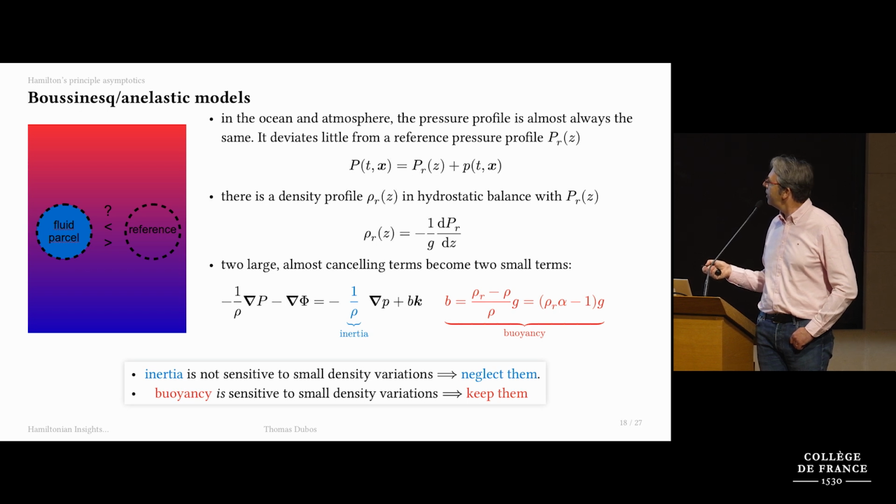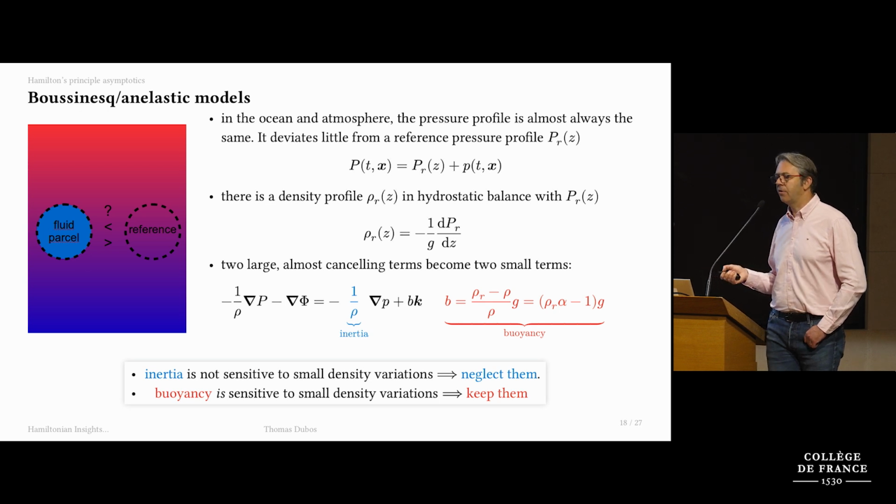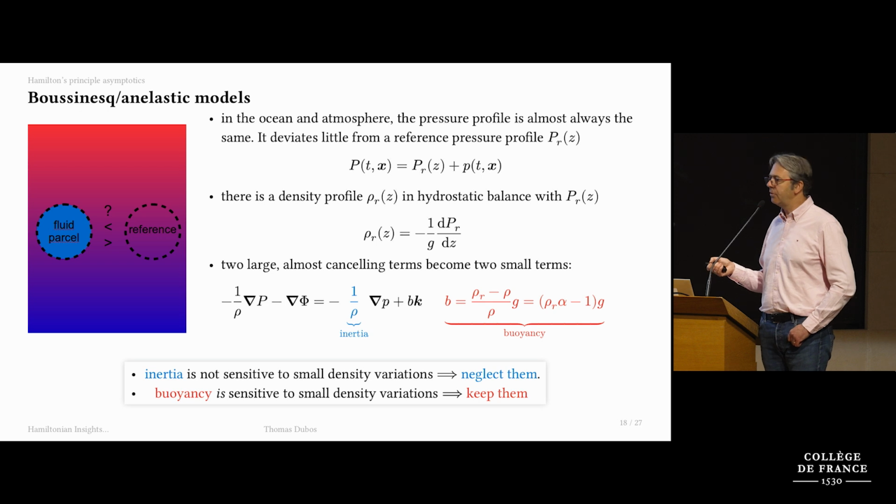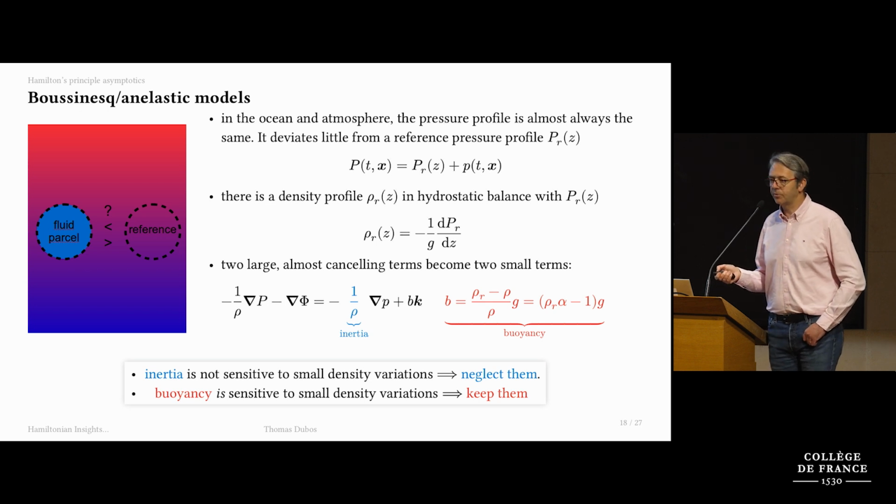So buoyancy B is a relative difference of densities, the density of the fluid parcel and the density of the environment. So basically it answers the question, is my fluid parcel lighter or heavier than the reference environment? In the first case, it will feel a force upwards, and in the second case, it will feel a force downwards.